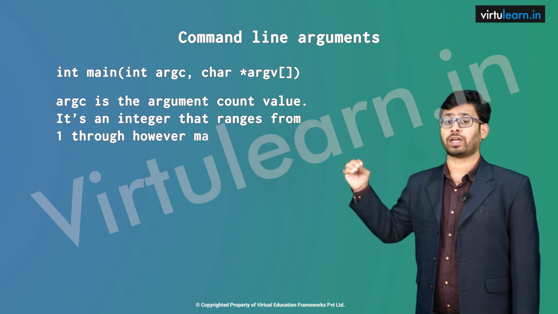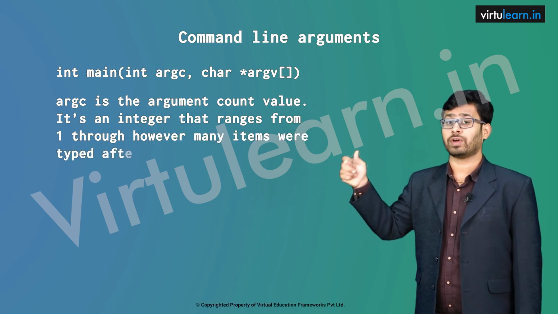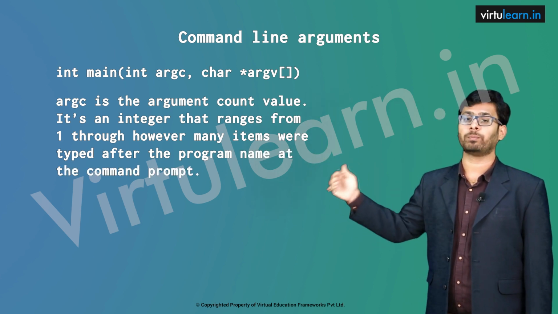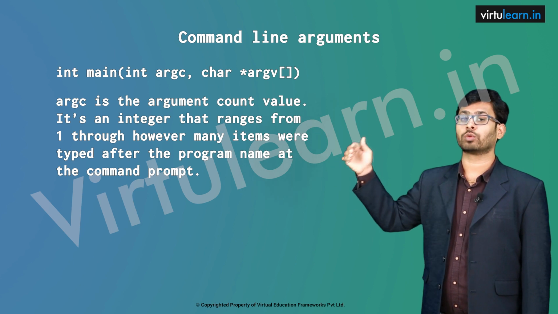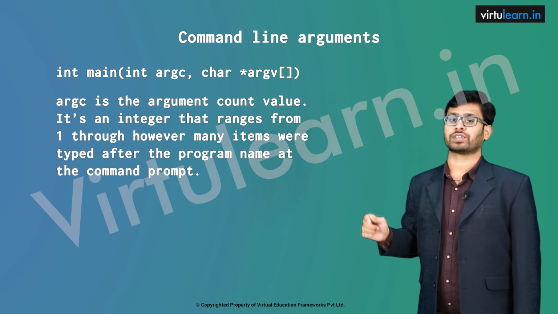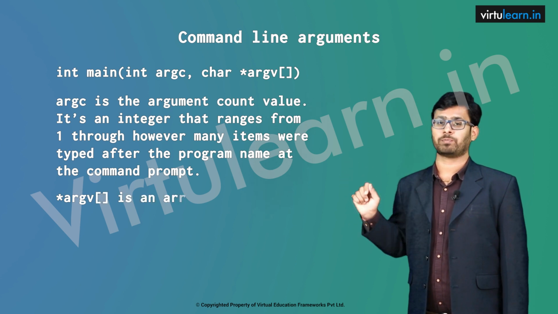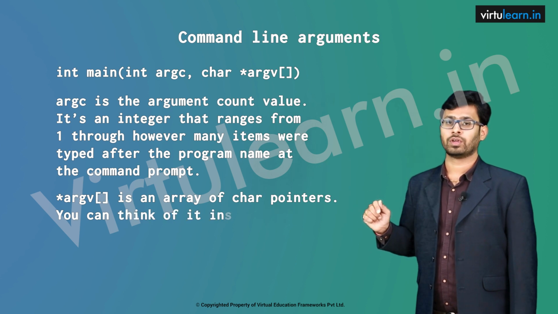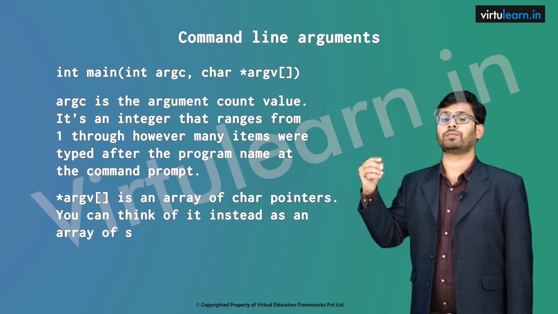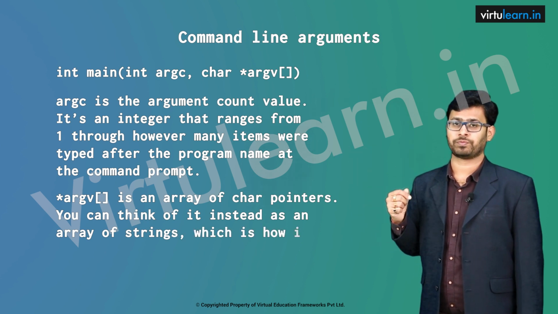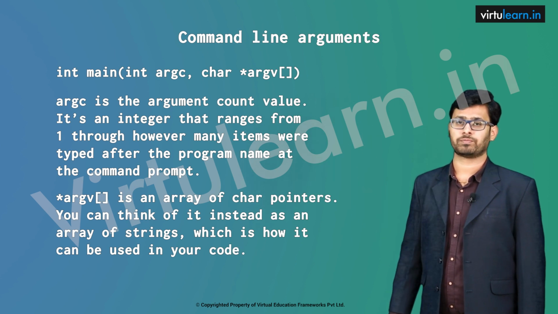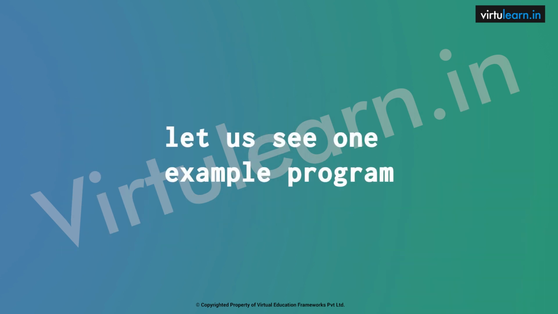Let us see one example program on command line arguments. The problem statement here is to find the multiplication of two numbers using command line arguments. As part of command line arguments, we know that we have the argument counter and the argument vector.